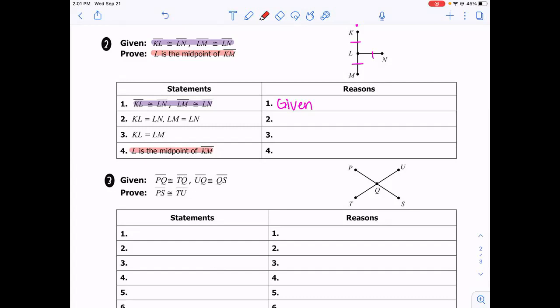Now, if you are given information about congruence, then we know that the measures are equal. So I can take KL as congruent to LN, and that means KL equals LN. I can take LM as congruent to LN, and I can turn that into, hey, the segments are equal to each other. We can do that. Definition of congruence, yes. Okay, this is easy.